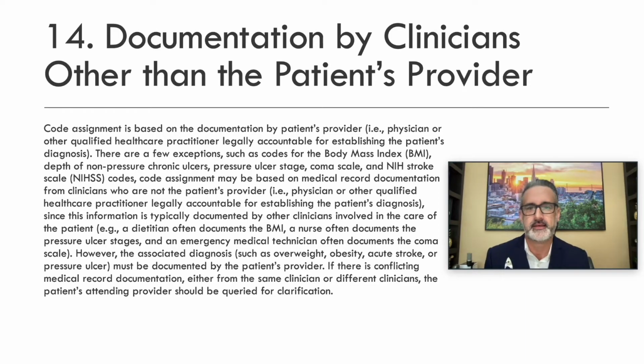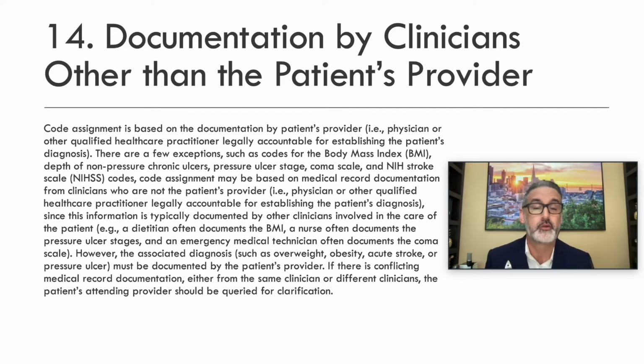For example, the BMI, the body mass index, the depth of a non-pressure chronic ulcer, pressure ulcer stage, a coma scale, or the NIH stroke scale, the NIHSS codes. Those codes assigned may be based on the medical record documentation from clinicians and not on the provider level itself. And then the guidelines say that an associated diagnosis, such as a patient being overweight, obesity, acute stroke, or pressure ulcer, must be documented by the patient's provider.